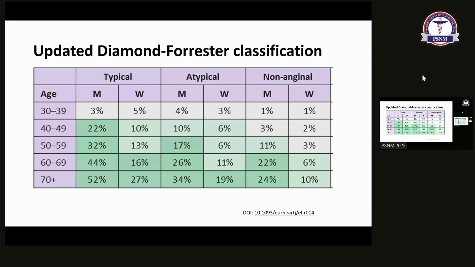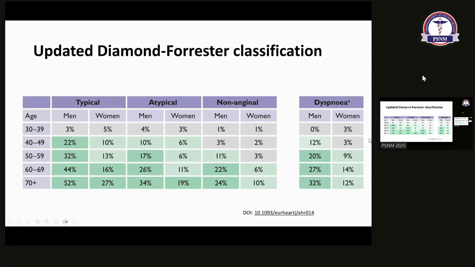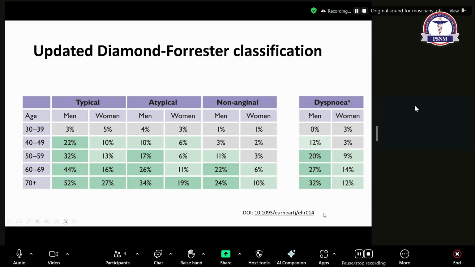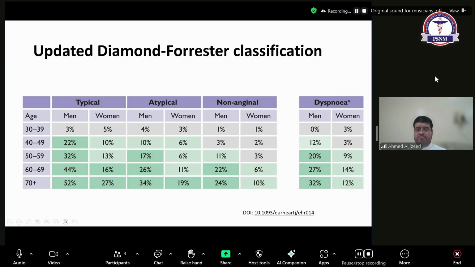The updated Diamond-Forrester classification, or CAD consortium score, is an updated form of the original Diamond-Forrester classification. It included people more than 70, and this time we have patients who had coronary angiogram and CT angiogram, with a better algorithm to assess the risk. But the beauty of it is that it also adds patients presenting with shortness of breath as an angina equivalent presentation.